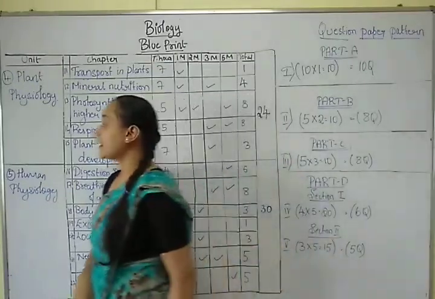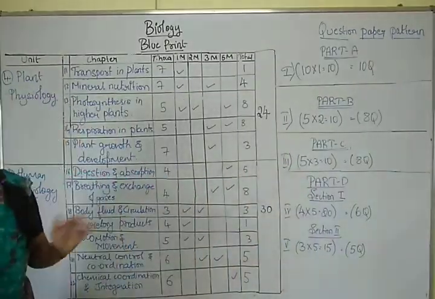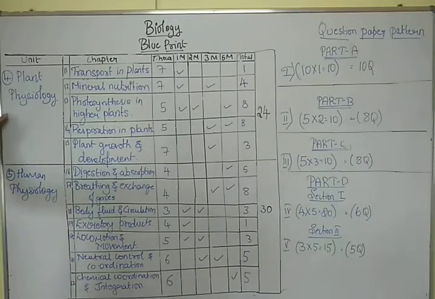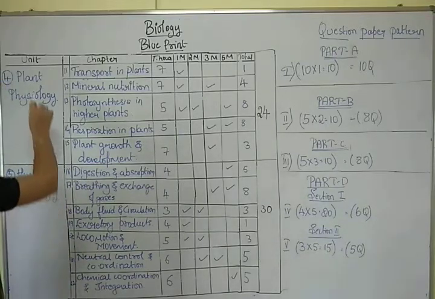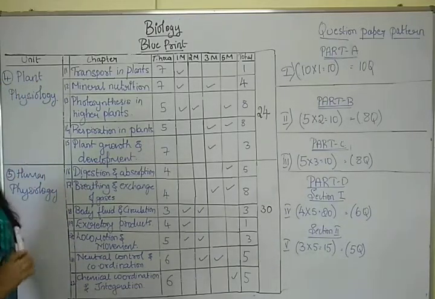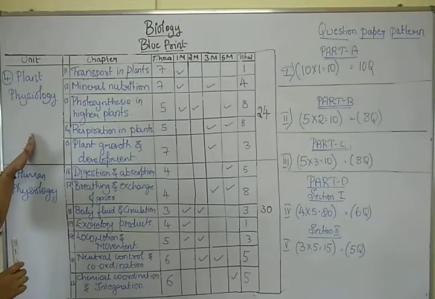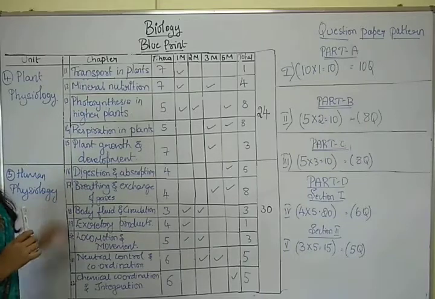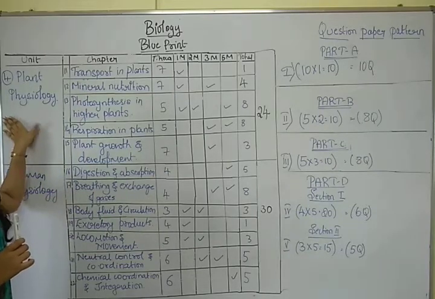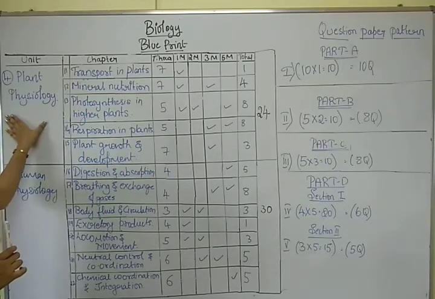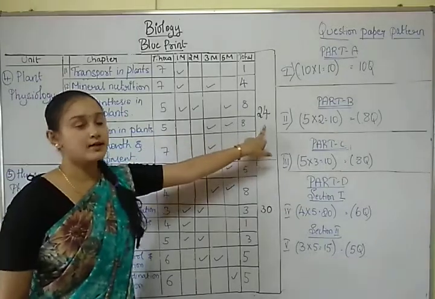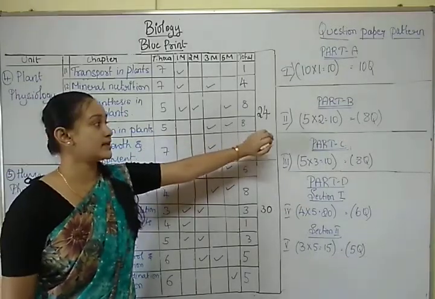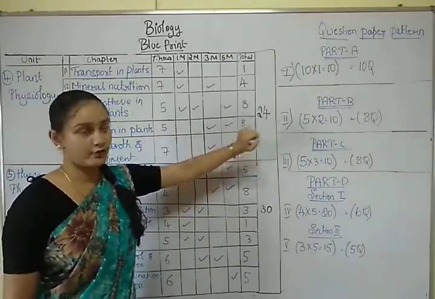After the 3rd unit, the next unit, the 4th unit, is plant physiology. In the unit of plant physiology, there are a total of 5 chapters. In this unit, the total marks asked for the exam is 24.